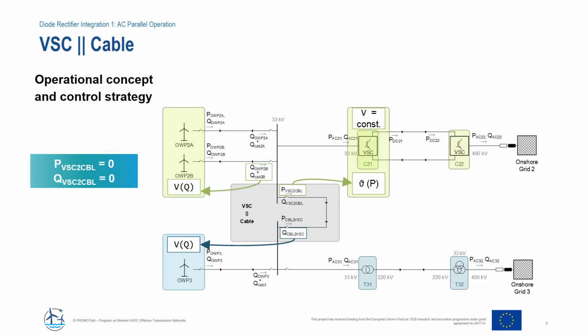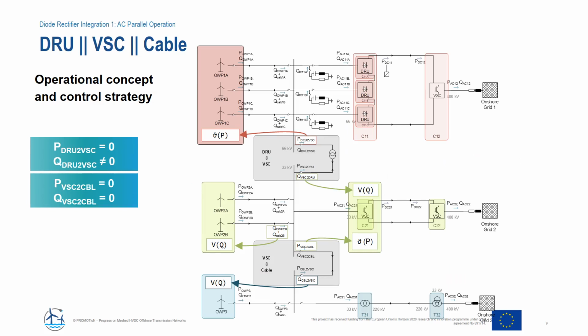The offshore wind park of the cable system is also controlled in voltage droop control mode in order to compensate for the reactive power demands of the AC cable. As compared to the previous situation, the objective here is to prevent any power flow, both P and Q, through the interconnection under normal operating conditions.